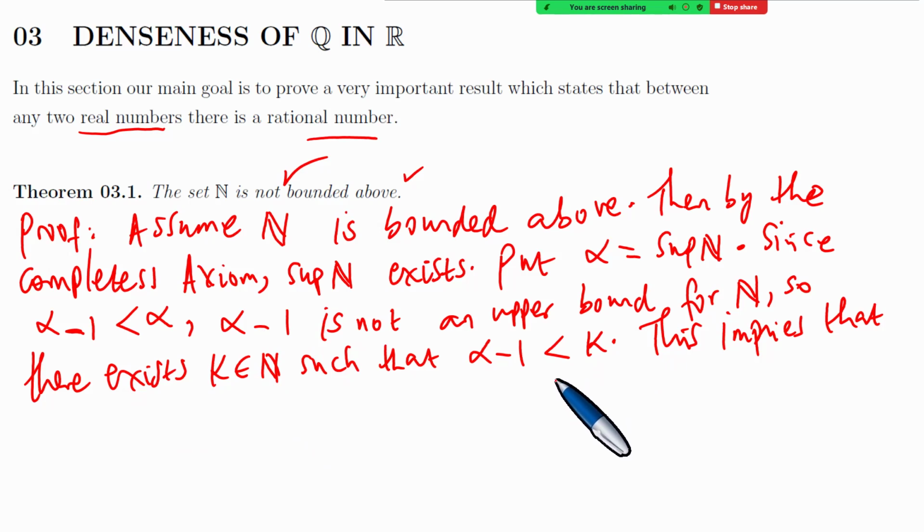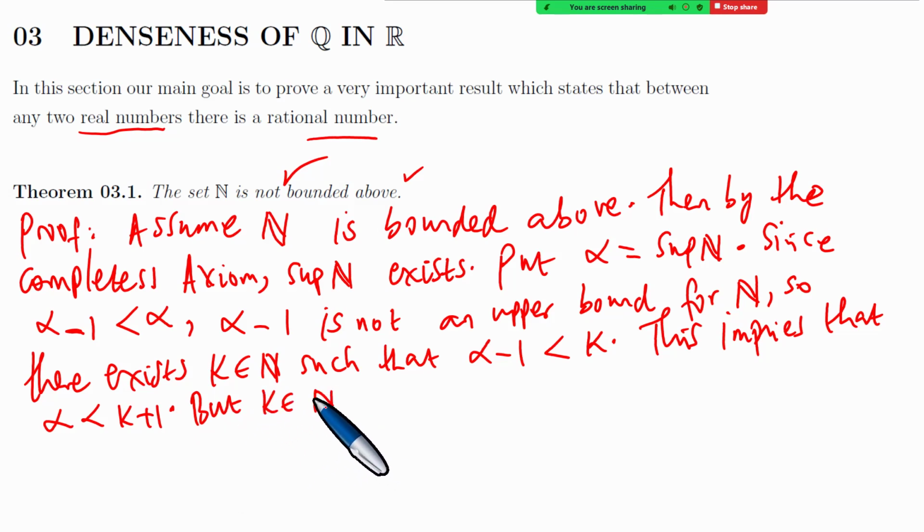Okay, we shall make sure we understand this. But this implies that alpha is smaller than, now you can move the 1 to the other side. Alpha is smaller than k plus 1. So just transpose the 1 to the other side. But k is an element of n.